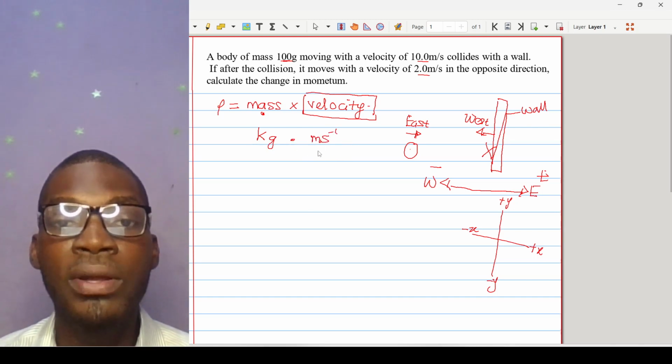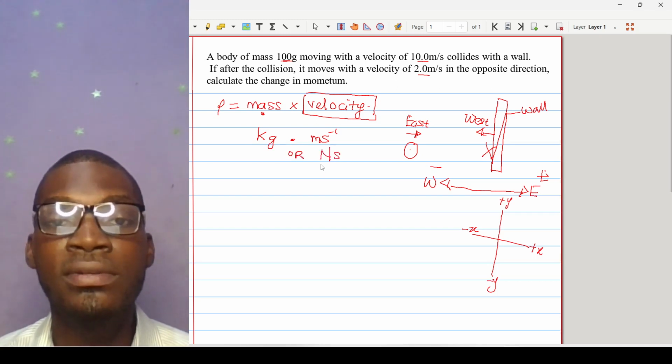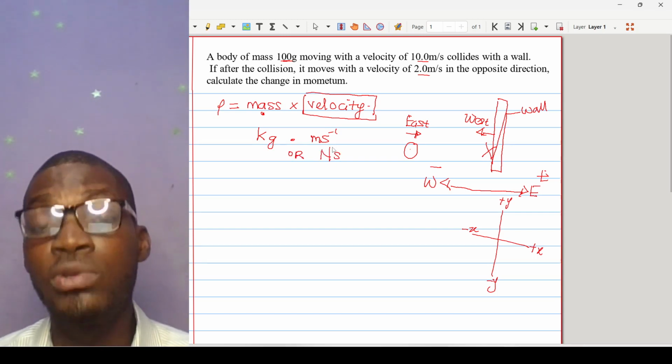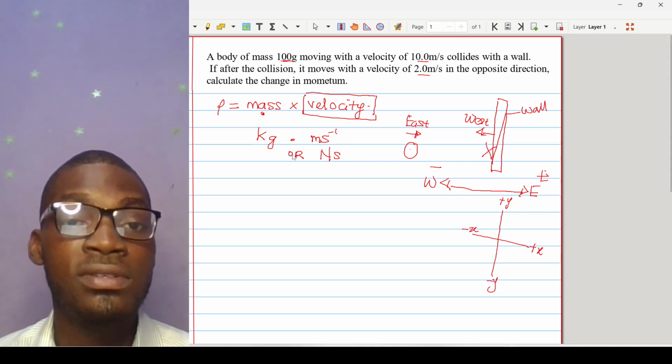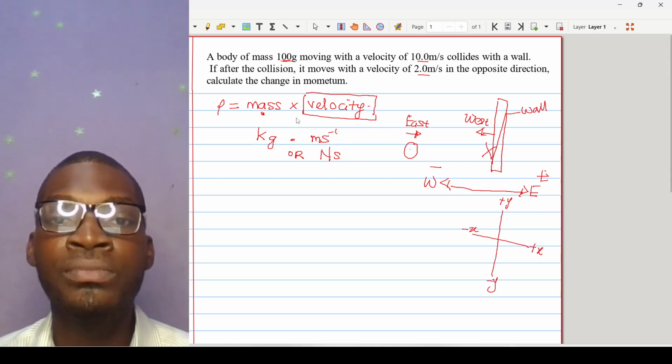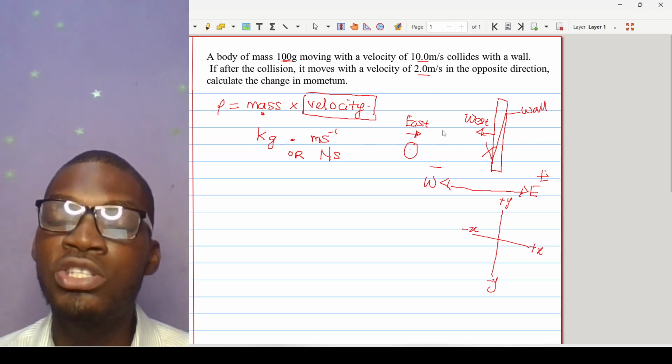The second unit for momentum is newtons second, that is newtons times force times time. In this case, this is another unit for momentum. So you can see newtons here is giving force. So momentum also relates to force, because of course, force causes a change in momentum.